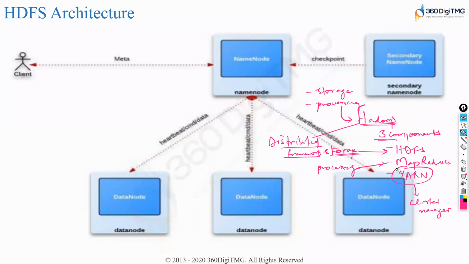Previously, before YARN was introduced, the MapReduce component used to do that task, scheduling, resource managing, and all that. So it was too much of an ask for one service. So that service was split, and YARN was introduced, which does the scheduling and all that in a separate service. So this is basically how MapReduce or YARN works.